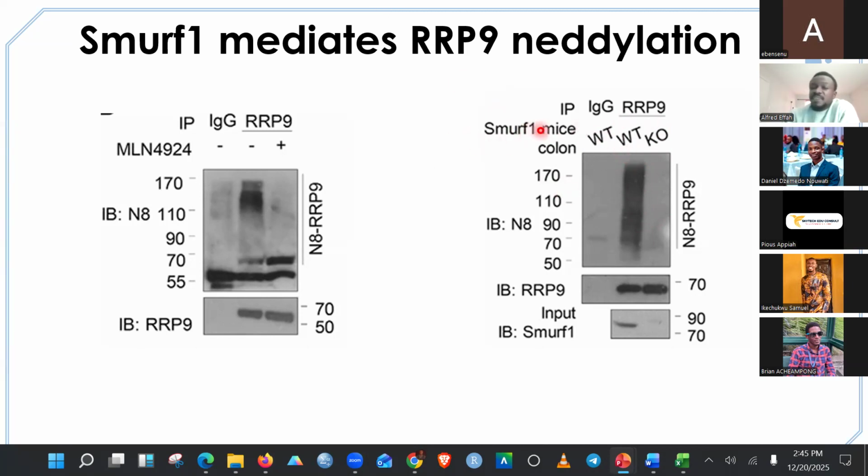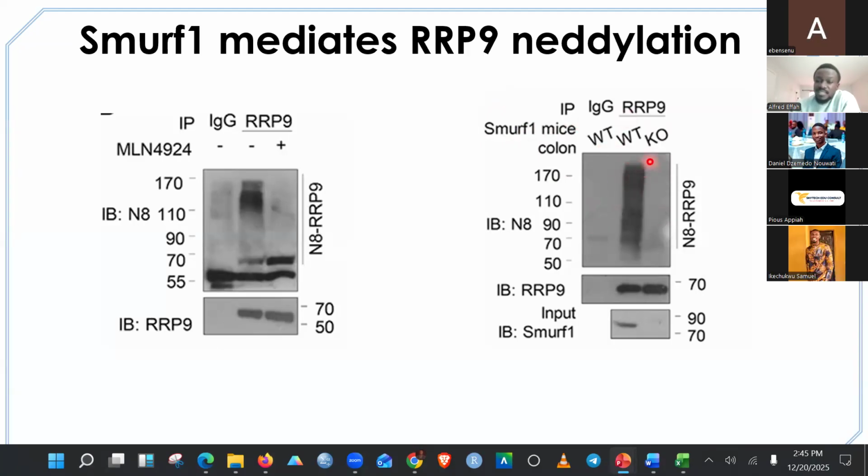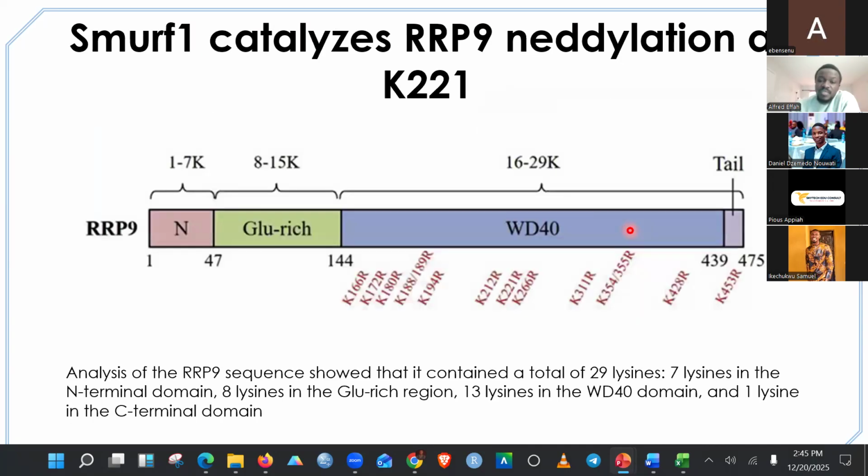When you delete SMURF1, you don't see any band. When it is present, you see the NET8 band that has been attached to RRP9. So the next question was to look at the exact location where NET8 is added onto RRP9.